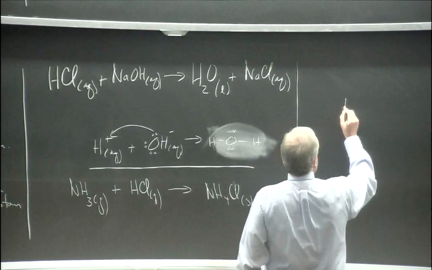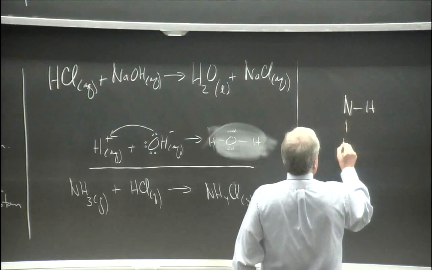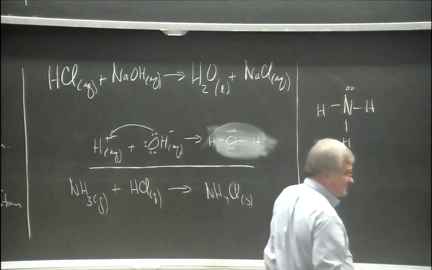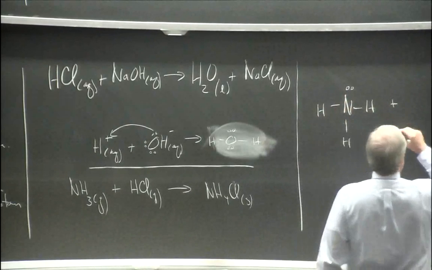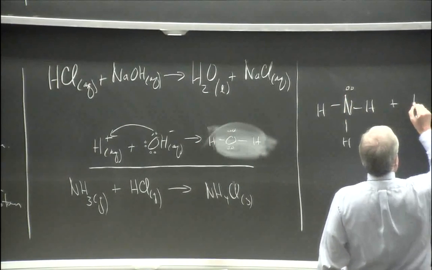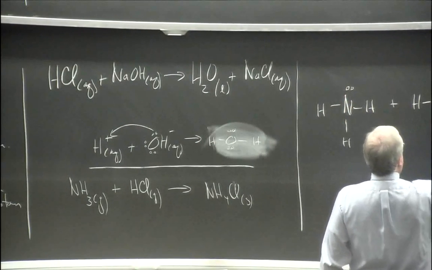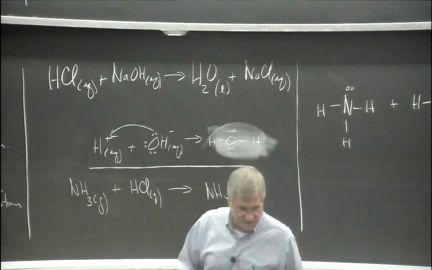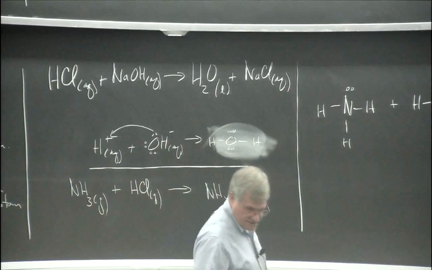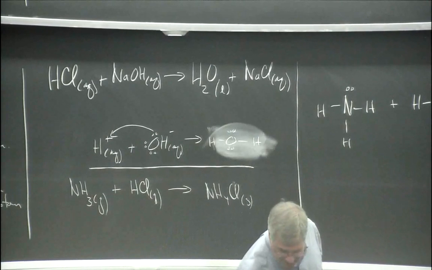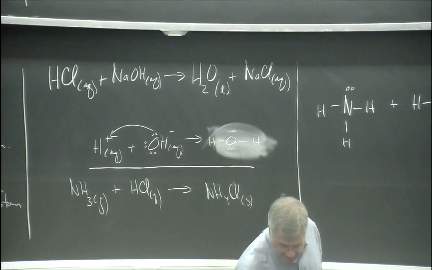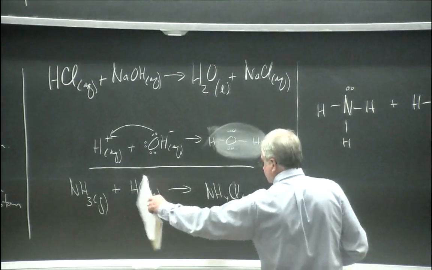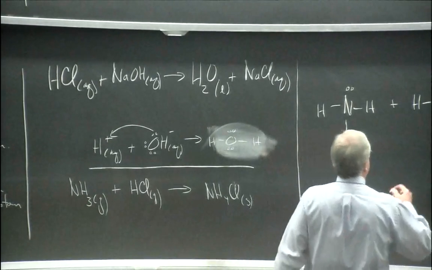Structurally, it's going to look like this. Here's your NH3. It's going to have a lone pair of electrons on the nitrogen. Okay? Now, here's going to be your HCl. Nothing's ionized. It's in the gas phase. It's floating around. And what's going to happen here? They're both gases, HCl gas, NH3 gas.